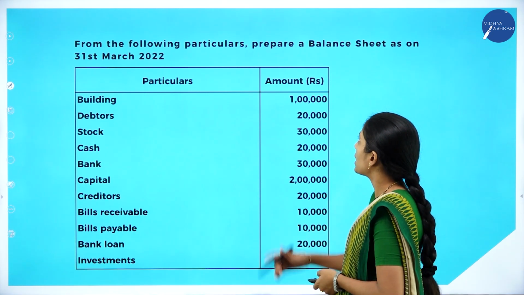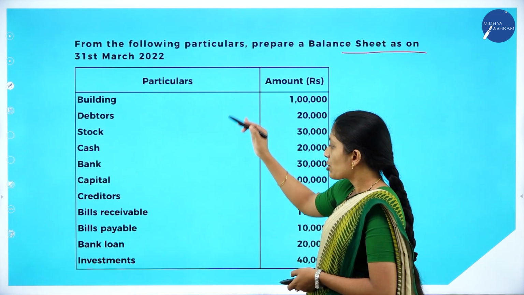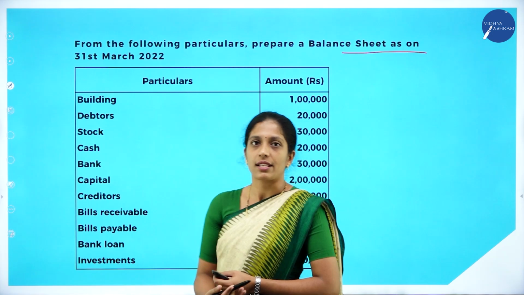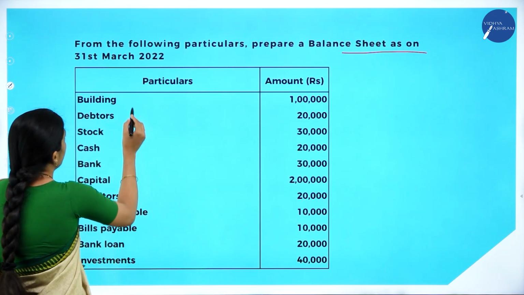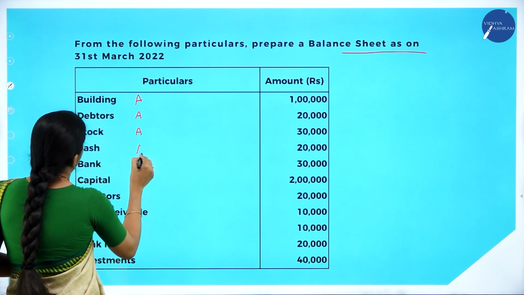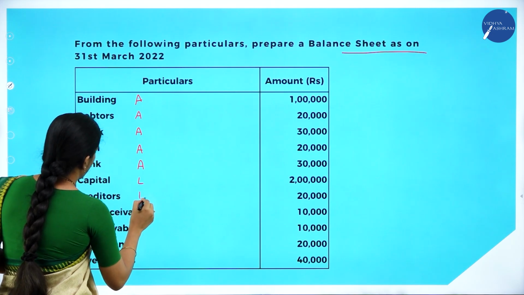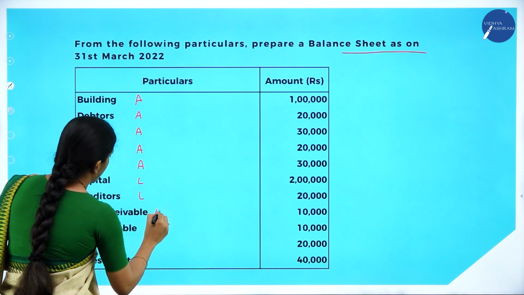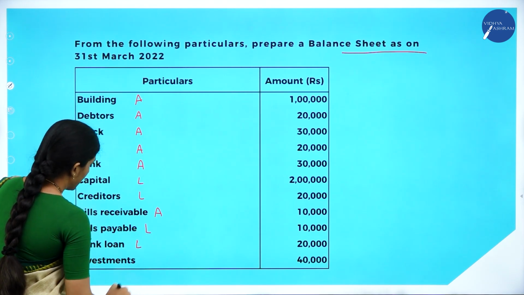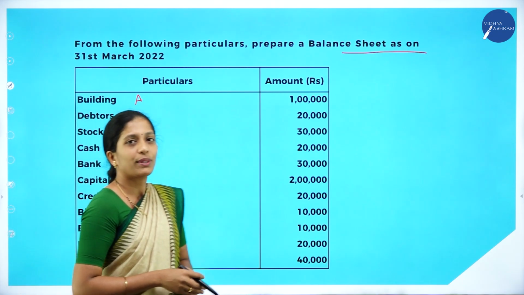From the following particulars, prepare a balance sheet as on 31st March 2022. They have given us certain particulars, so let us segregate them into assets and liabilities. Building is an asset, debtors is an asset, stock is an asset, cash is an asset, bank is an asset, capital is a liability, creditors is a liability, bills receivable is an asset, bills payable is a liability, bank loan is a liability, investment is an asset. We are already done with the segregation.